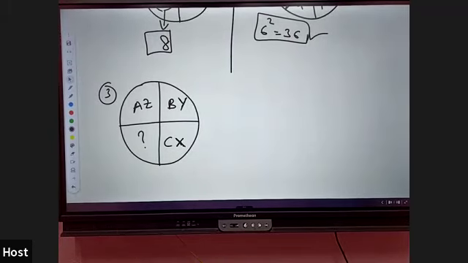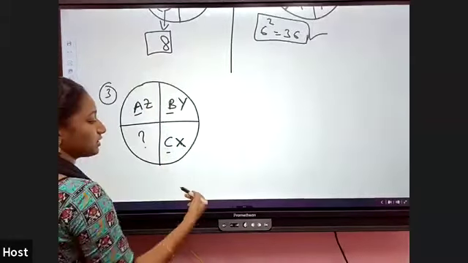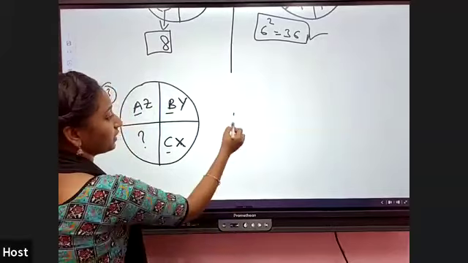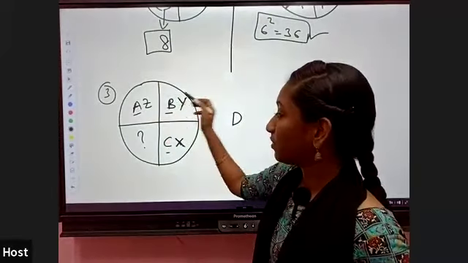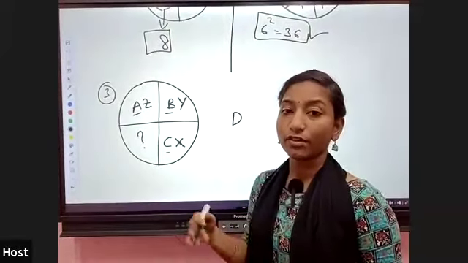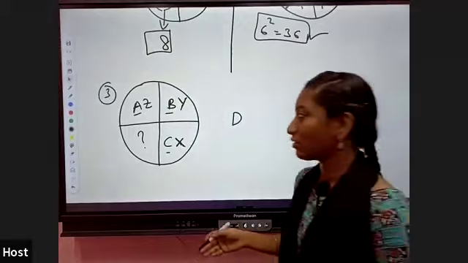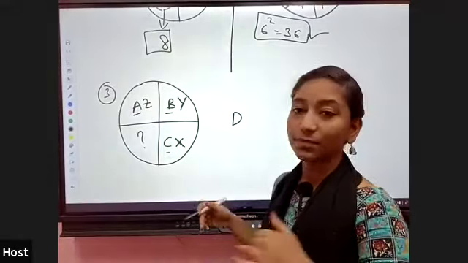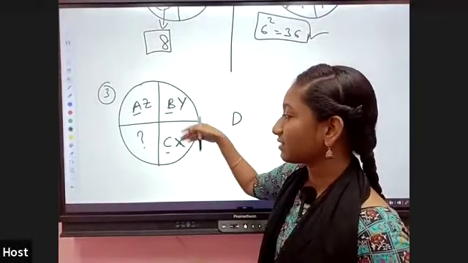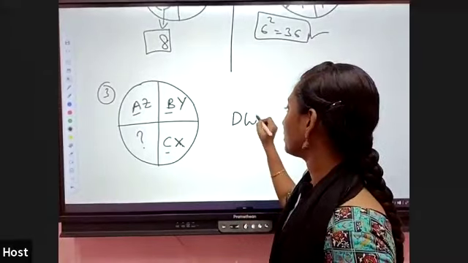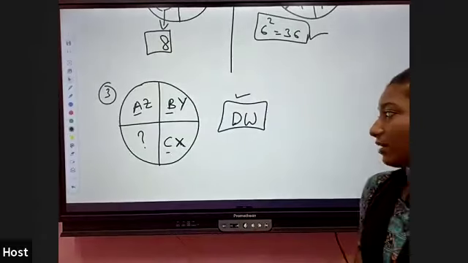Okay, so here see, first observe the first letters A B C. So what is the next letter of C? D. Next observe the second letters of all: Z Y X. So for A B C it is a forward sequence. Okay, for Z Y X it is a backward sequence. So they are doing minus 1 for each term in Z Y X. So before X, what letter? W. So D W is the answer. Okay, the missing term is D W.